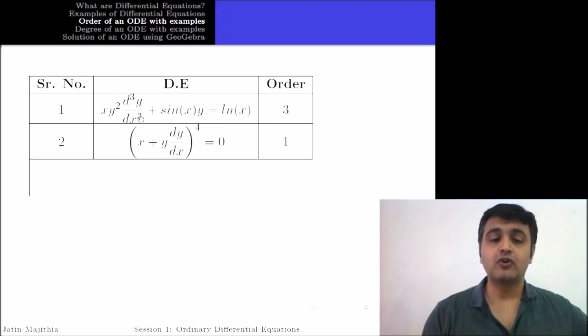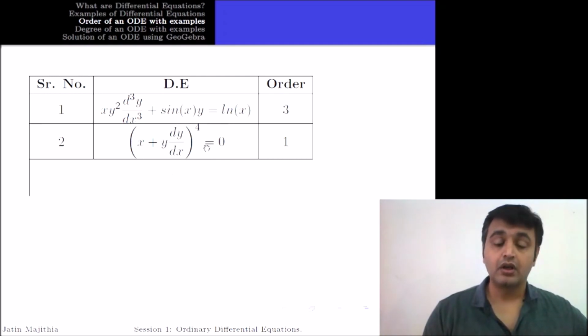3. If I go to the next example, it is (x plus y into dy by dx) raised to 4. Here if I expand this, (a plus b) raised to 4, I will have at the end y raised to 4 into (dy by dx) raised to 4.